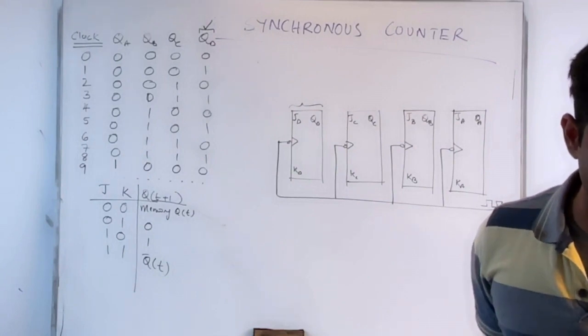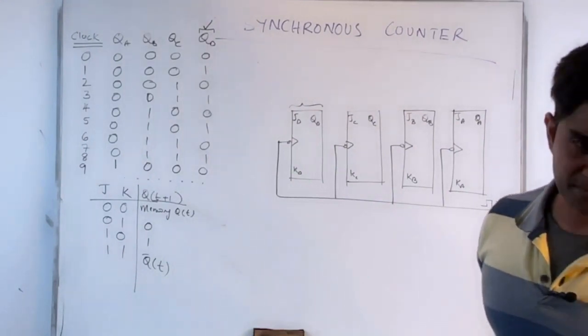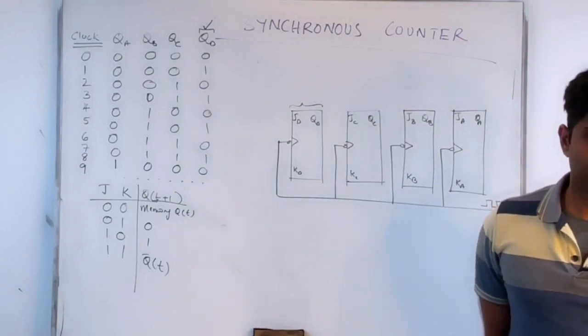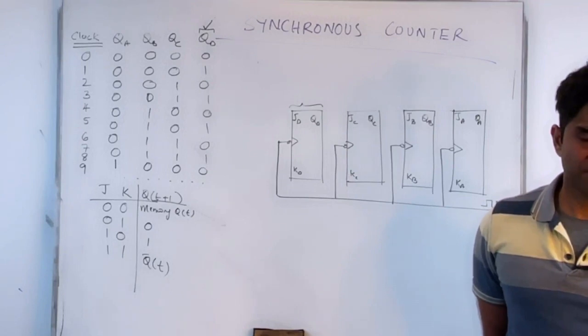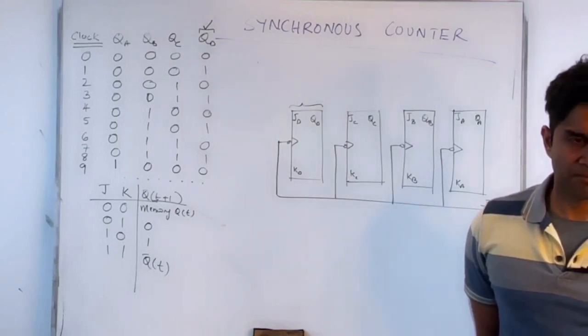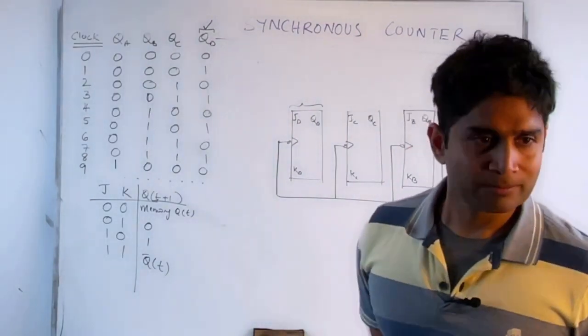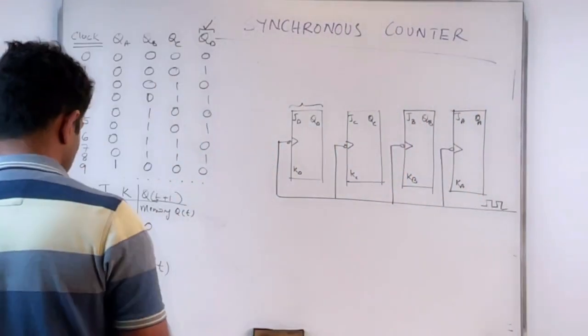Kim, do you have any suggestions? David? Okay, J equals K equals 1.